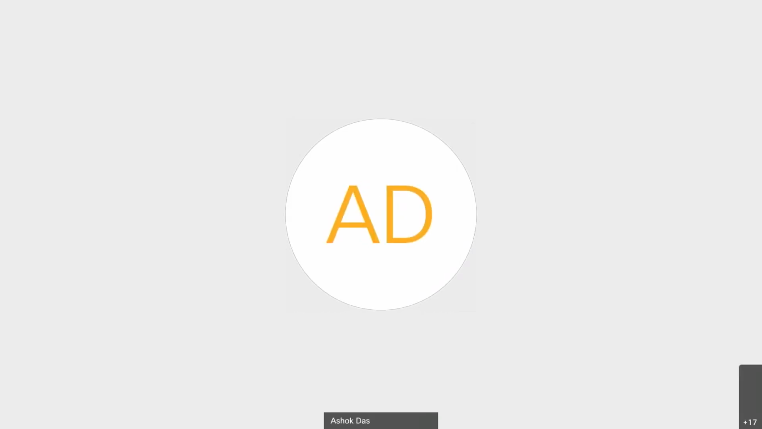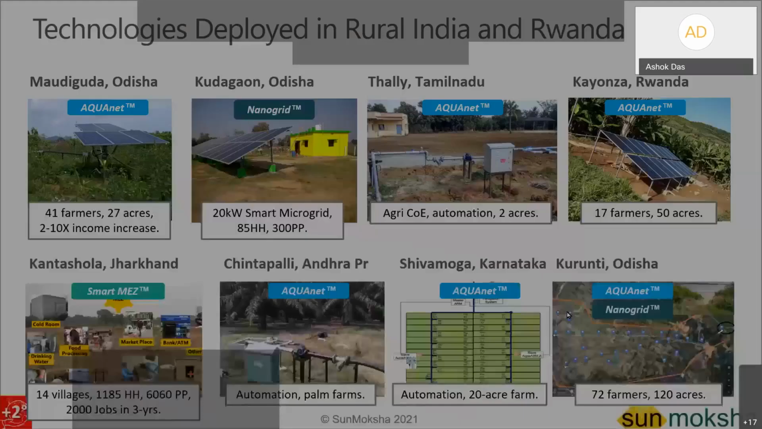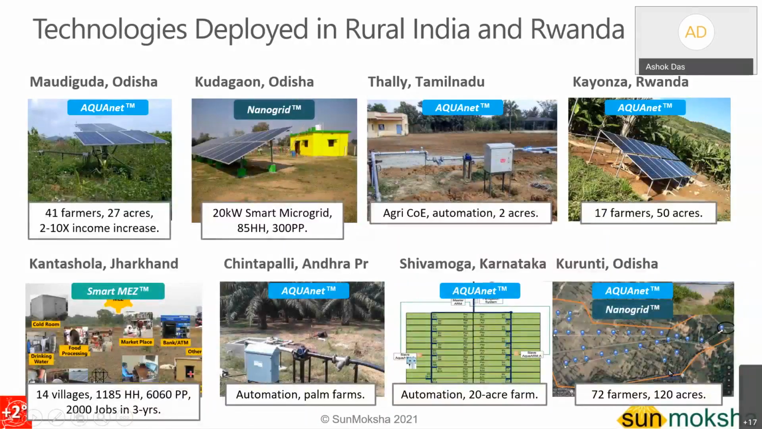So this is full automation. This is a big field, about 120 acres. This is a 20-acre land for a farmer. Again, automation, water management, and including solar. This is in Rwanda: solar irrigation with piped and flexible piping.